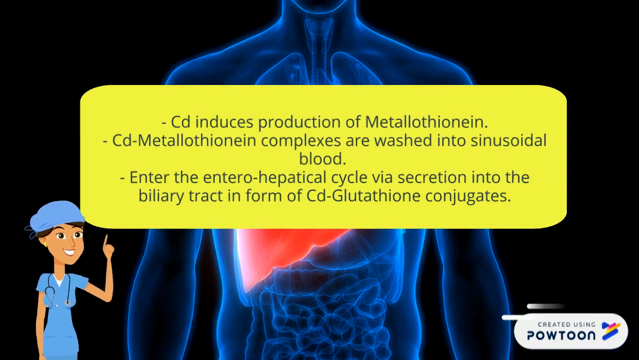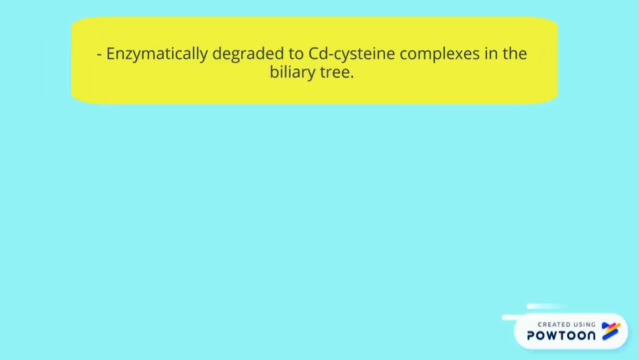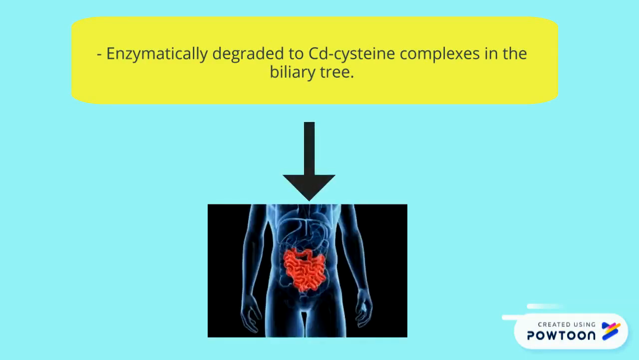Cadmium metallothionein complexes are washed into the sinusoidal blood and enter the enterohepatic cycle by secretion into the biliary tract in the form of cadmium glutathione conjugates. It is enzymatically degraded to cadmium cysteine complexes in the biliary tree, and cadmium re-enters the small intestine.